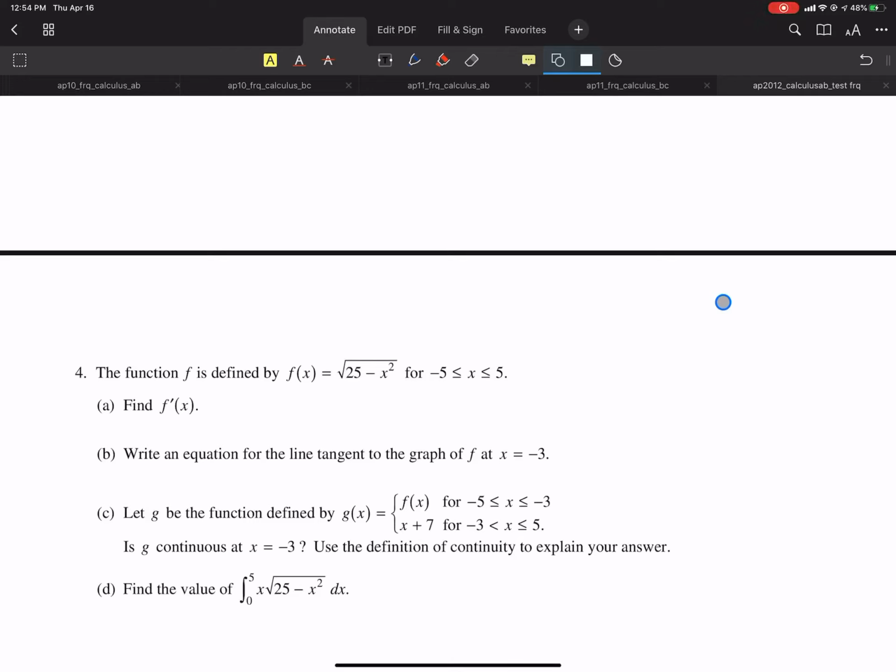Here we go. We are on 2012 number 4. This one is pretty straightforward, just work things out. It's almost like a multiple choice type question, but we will do part A. So we just want the derivative of f of x, which they give to us. I'm going to rewrite it.